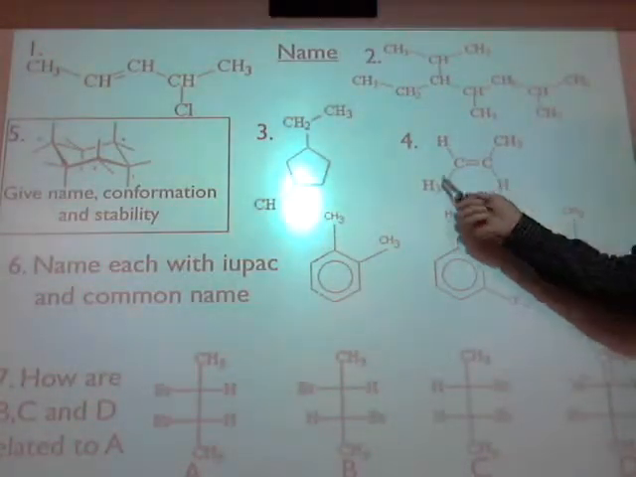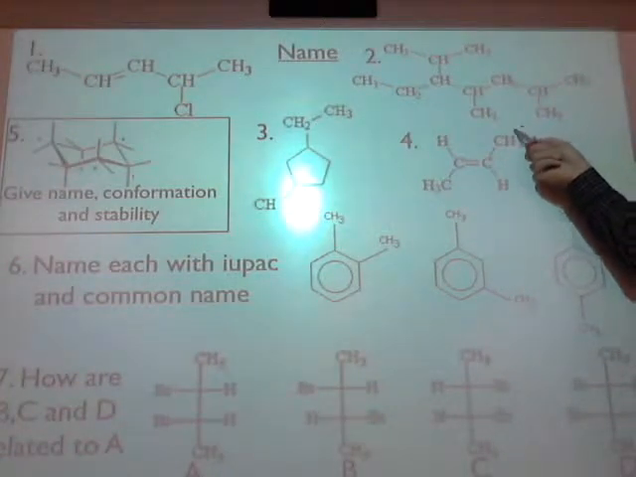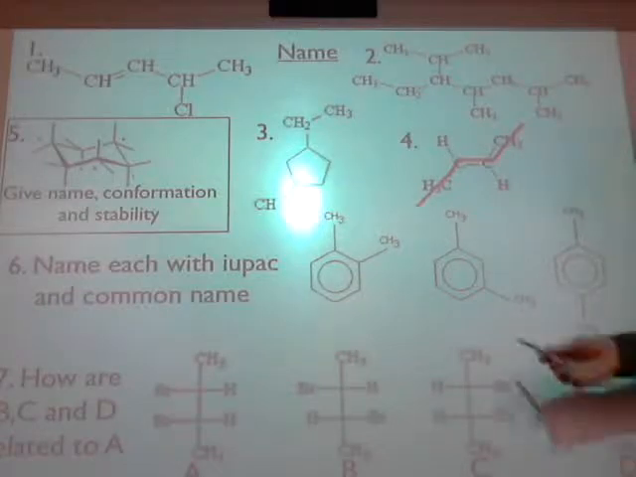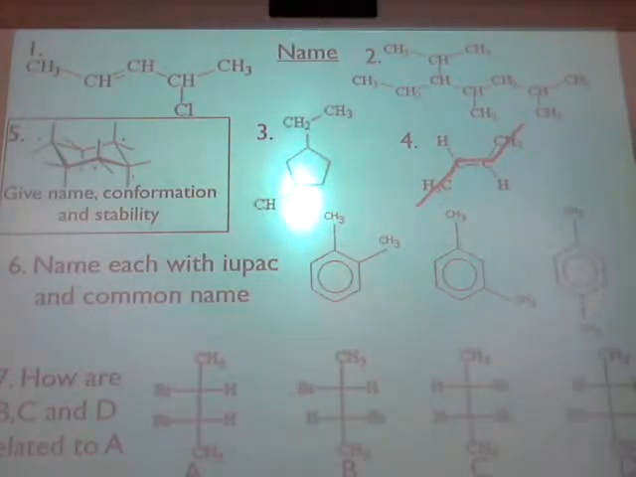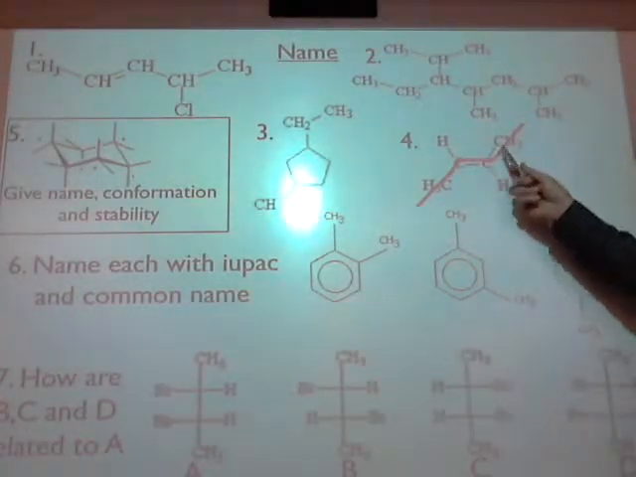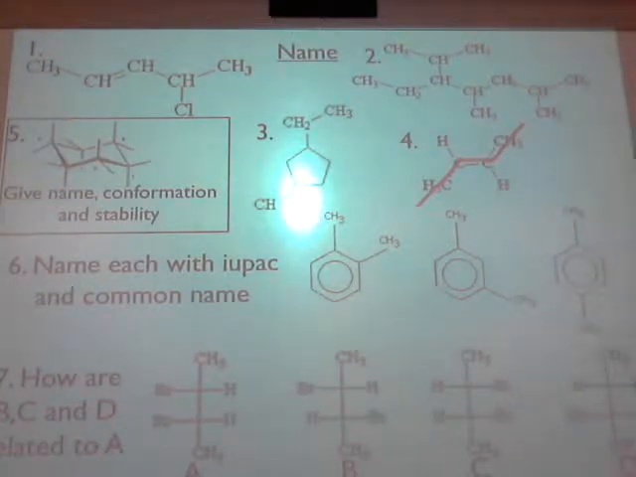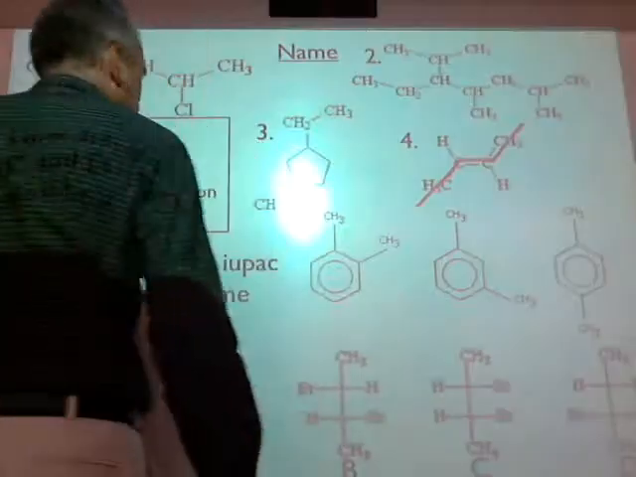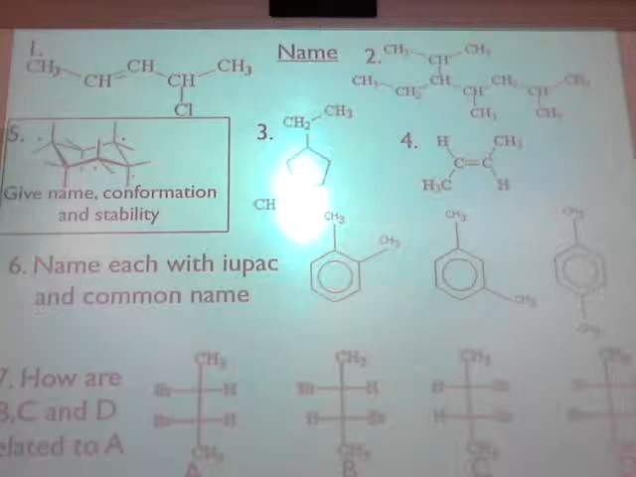All right, number 4. This guy is clearly trans. The chain goes across the double bond, and he's 1, 2, 3, 4. So he would be trans-2-butene, right? Trans-2-butene. Do you get that one? Not seeing a lot of erasing, and that's good. Means you probably know these pretty well.